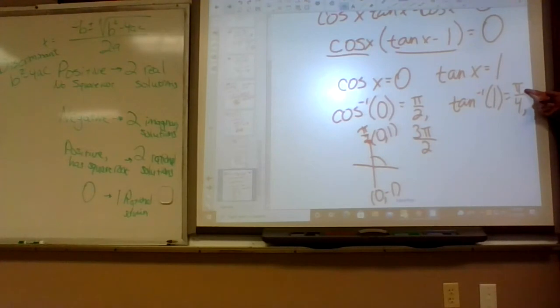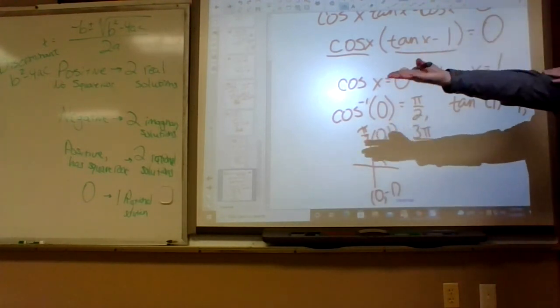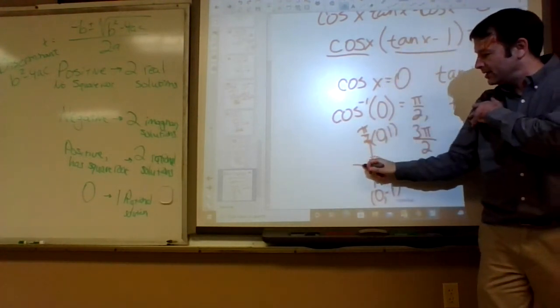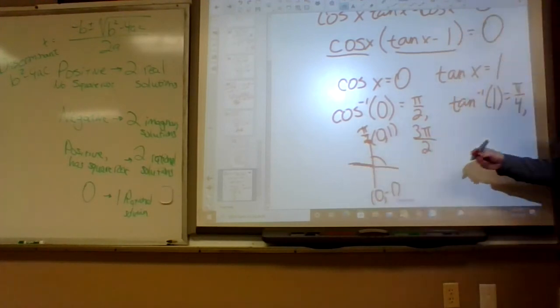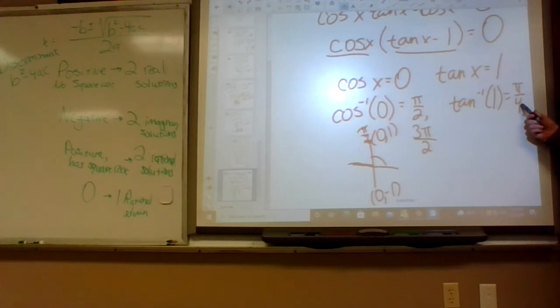So where else is tangent positive? Third quadrant. So third quadrant, remember this is pi radians out here. So third quadrant will be pi plus pi over 4. So 5/4. It is 5/4. Yes. 1 plus 1/4 is 1 1/4, or 5/4 pi.